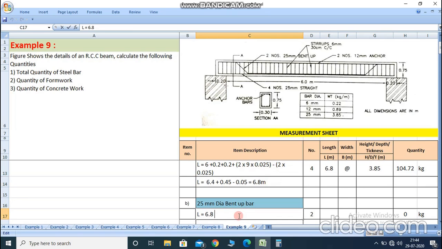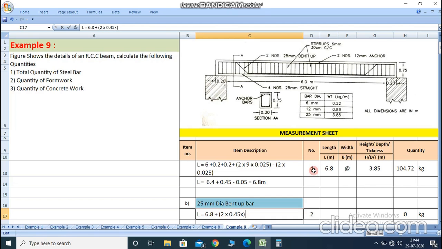So as per the last lecture we discussed, if the bent up bar is provided, in the equation we add 0.45x for one bent up bar, for one side bent up bar. But here on the left side and right side, two bent up bars are provided. So we provide 2 multiplied by 0.45 into x. Clear? So here we find out the x value.